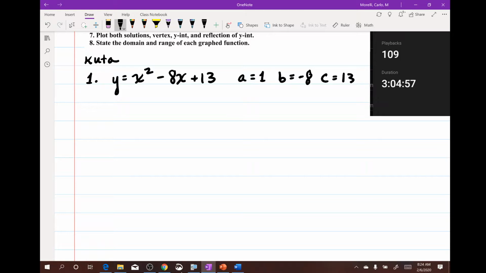Thank you. Which one of these letters represents the y-intercept? 13. Okay, so C represents the y-intercept. Because the leading coefficient is 1, the master product is equal to C, because the master product of a quadratic is A times C. So 1 times 13 is 13. The game we need to play, ladies and gentlemen, is something plus something equals B.